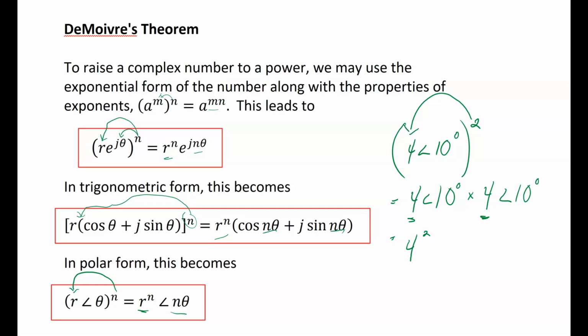And then what did we do with the angles? We added them. So I've got 10 plus 10. Well, that's 10 2 times. So 2 times 10. So that becomes 16 at an angle of 20 degrees. Okay, so it still follows the rules of multiplication, but raising numbers to higher powers is like quick multiplication.